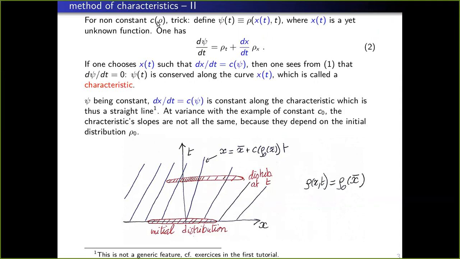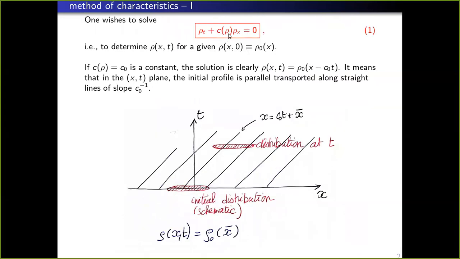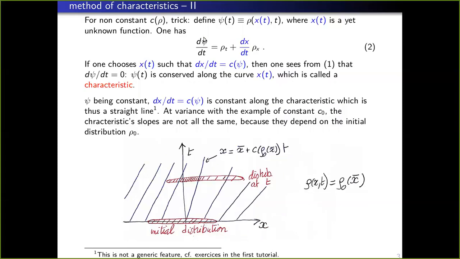There is a trick, and this trick is what one calls the method of characteristics. Define the function psi of t, which is rho of x of t and t, where x of t is not yet specified. It's unknown at this point. So the derivative of psi with respect to t is, of course, rho sub t plus dx dt rho sub x. Now, if one chooses x of t such that dx dt equals c of psi, then this is identical to the equation we are studying, because psi is rho. So this will be 0, and d psi dt will be 0. This means psi is conserved along the curve x of t.